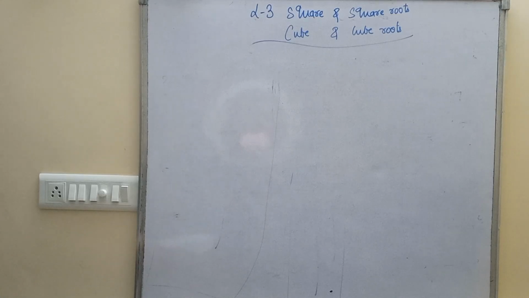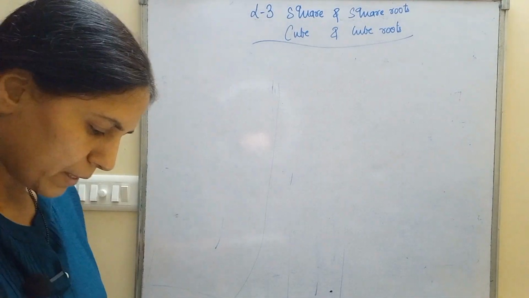Next, the question is, find the smallest number by which the following numbers should be multiplied to get a perfect square.